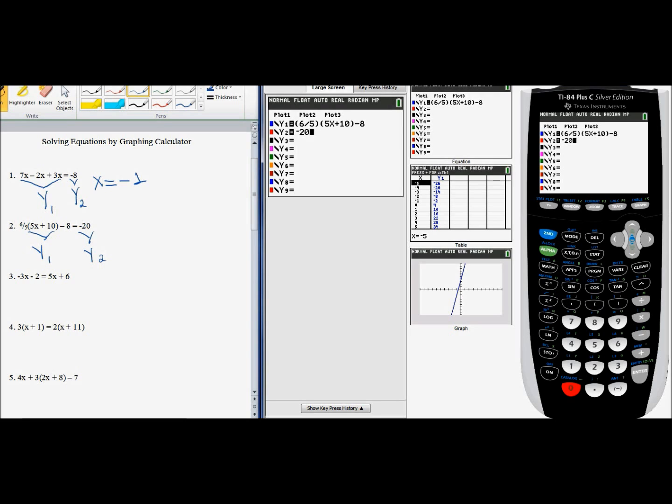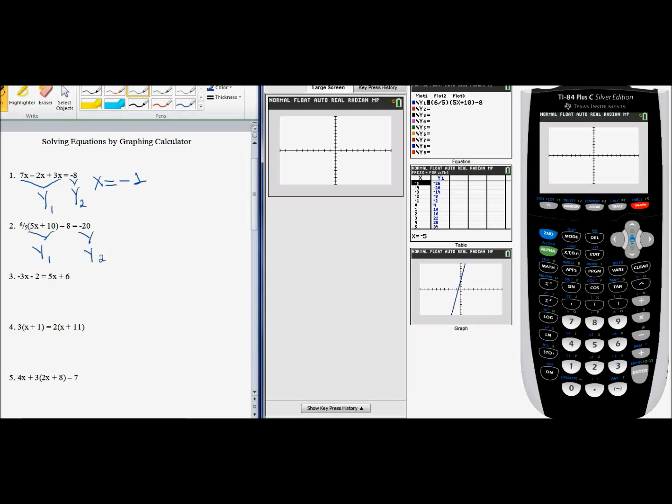Now I'm going to hit graph again, and I'm going to let my lines draw. I'm going to wait for the graph to form. Okay, now this time you notice that you only see one line. You only see the blue line. You don't see the red line. Well, in Y2, we had -20. Well, the view screen doesn't show that much. If it's set on a standard window, it'll go down 10, up 10, to the right 10, and over to the left 10. So you can't see everything.